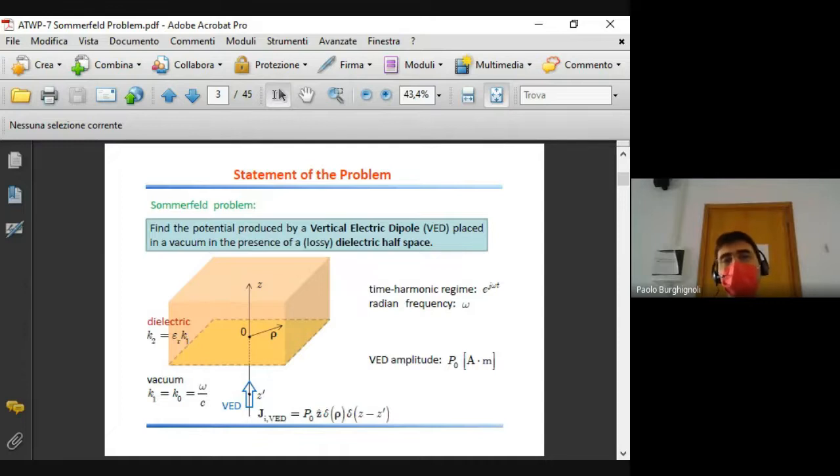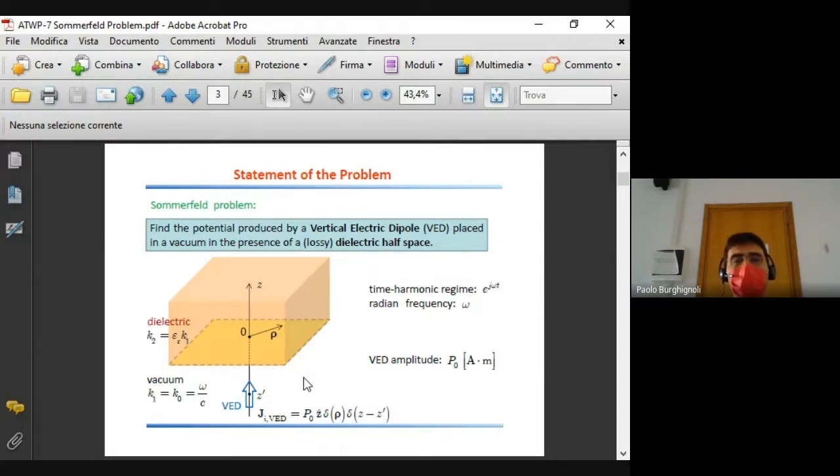The problem consists in finding the magnetic potential produced by a vertical electric dipole, VED, which is placed in a vacuum in the presence of a dielectric half space, which can be generally lossy, so it is represented through a relative permittivity, epsilon r, which is generally a complex number. We will work in a time harmonic regime with the usual implicit time dependence, e to j omega t, where omega is the radian frequency.